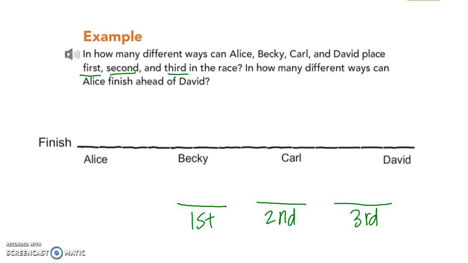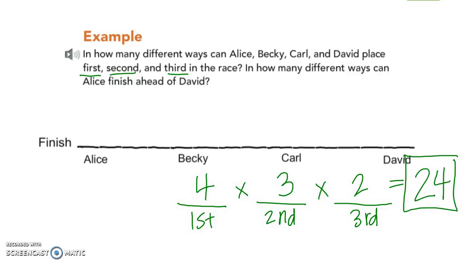All right. How many possible ways can I get first place? How many choices do I have for first place? I have Alice, Becky, Carl, and David. That's 4 choices. Now, if somebody wins first place, they're out of the running for second place. So how many choices would I then have for second place? 3. So now we've already gotten our first place person and our second place person. They're out of the race. So how many choices do I have for third place? 2. And then we just multiply. 4 times 3 is 12, times 2 is 24. There's 24 different ways that we can get first, second, and third place.